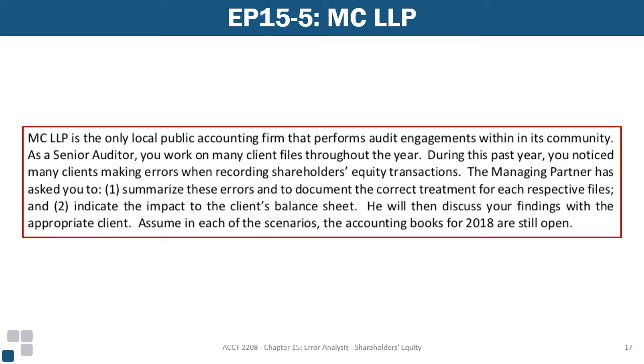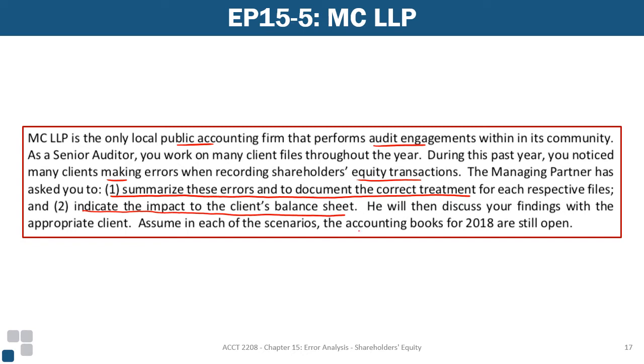All right, now for extra problem 15.5, Mclp. So here, MC is a public accounting firm that performs audit engagements, and you're a senior auditor working on some client files, and during the past year, you've noticed some clients that are making errors with their shareholder equity transactions. So your objective is to summarize the errors and document the correct treatment, and 2, indicate the impact to the client's balance sheet.